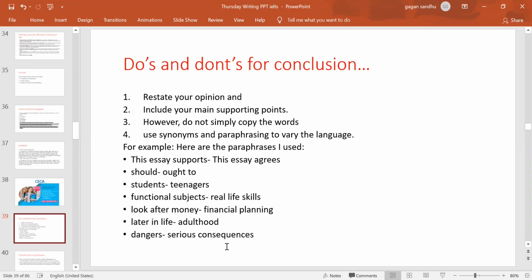So these are the words I changed. This essay supports, this essay agrees. Should, ought to, student, teenager, functional subject, real life skills, look after money, financial planning, later in life, adulthood, dangers, serious consequences. So you see, these are very simple words, not much difficult words, not some vocabulary I need to search and look for in Google. Very simple. And this is how you can also change the entire look of the conclusion, keeping the idea the same but changing all the words there.